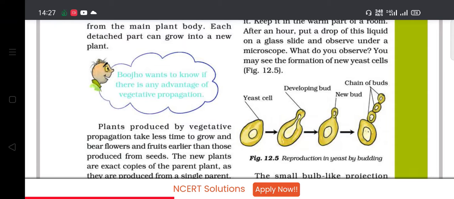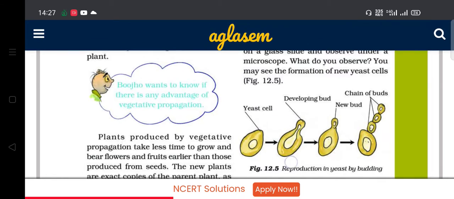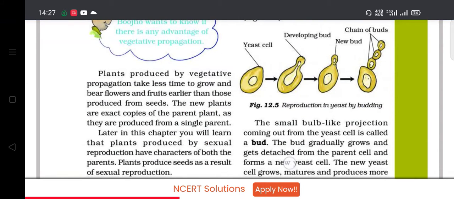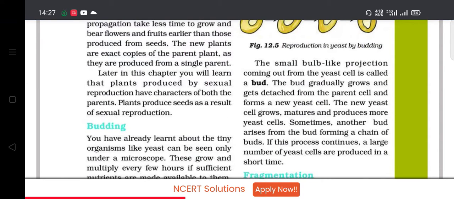So in this way you can identify how they are dividing. You can see the yeast cell, the developing bud, then a new bud and then the final bud. The small bulb-like projection coming out from the yeast is called a bud. That bud gradually grows, is detached from the parent cell and forms a new individual.